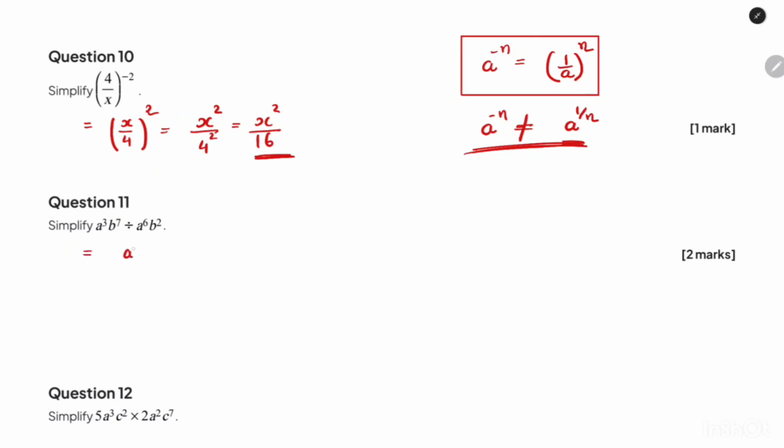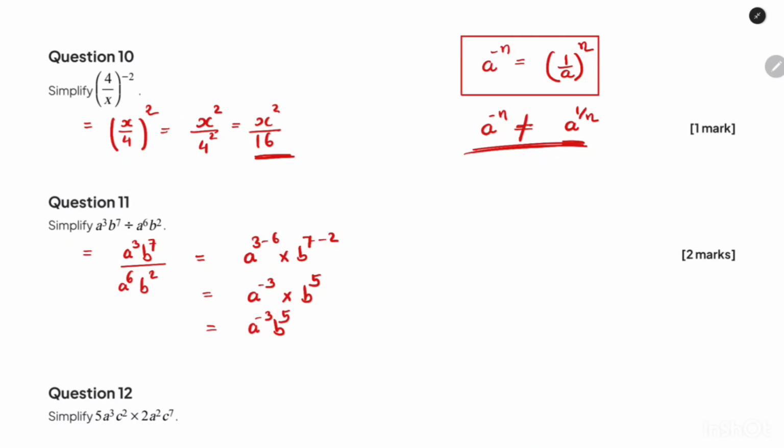Here a cube b raised to 7 upon a raised to 6 b raised to 2. I have written the division in fractional form, and now in division the same base, with the same base we will subtract the powers. So this is a raised to 3 minus 6 into b raised to 7 minus 2. So your answer must be a raised to minus 3 into b raised to 5, which can be written as a raised to minus 3 b raised to 5. This is also a correct answer.